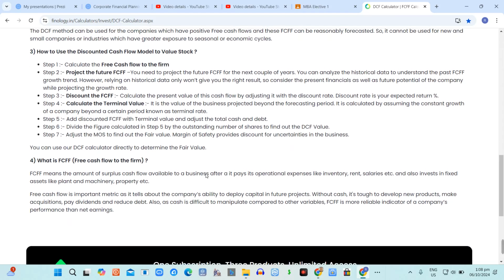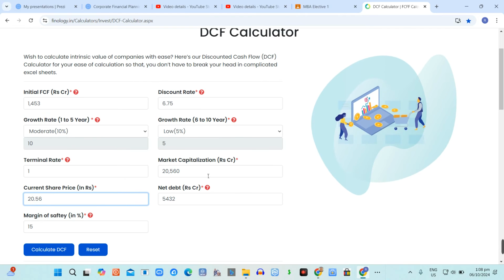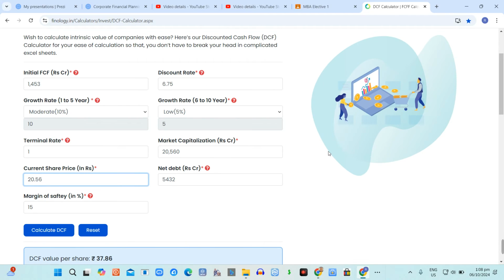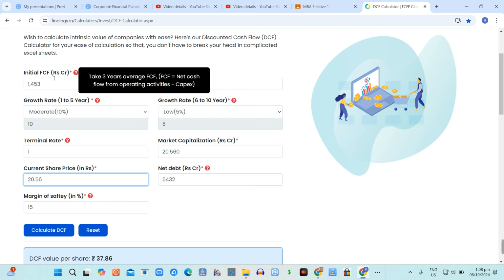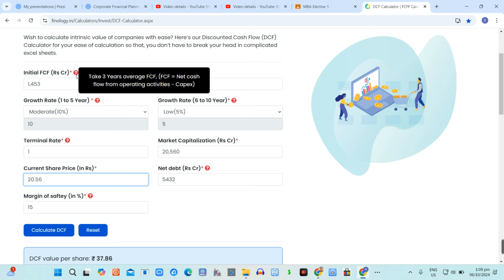So I think this is very important, very useful. This is useful for you to calculate your valuations. So the initial FCF would be given to you using the annual report of the company. If you don't have 3 years, maybe you just use the last 2 years. You have to deduct the capital expenditure.